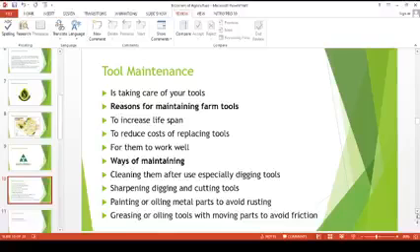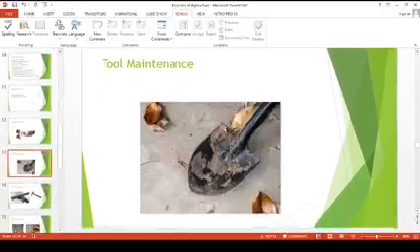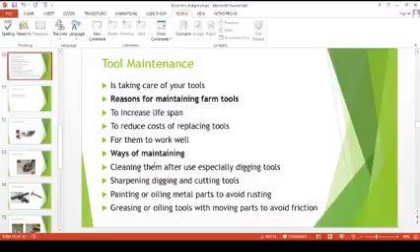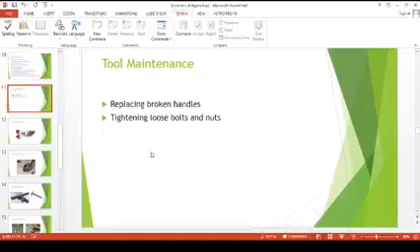So the ways of maintaining the tools are, once again, number one, cleaning them after use, especially the digging tools. Then sharpening digging tools and cutting tools. Then painting or oiling metal parts to avoid rusting. Then greasing or oiling tools with moving parts to avoid friction. And the last two ways of maintaining tools are to replace the broken handles and to tighten loose bolts and nuts.